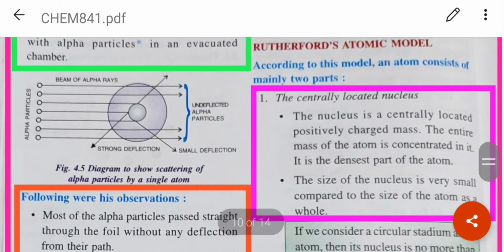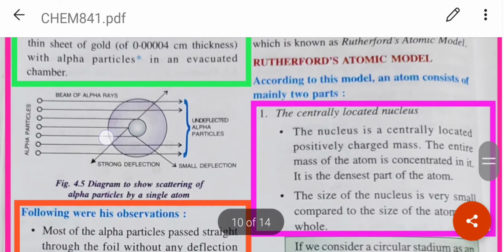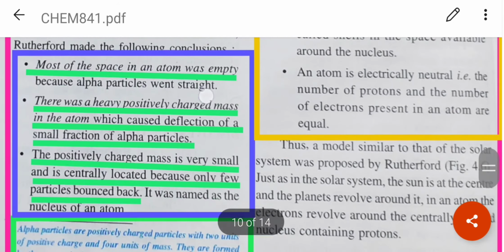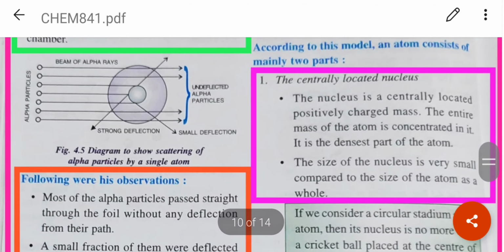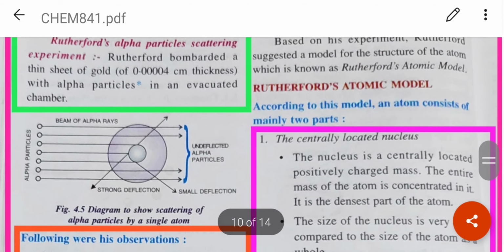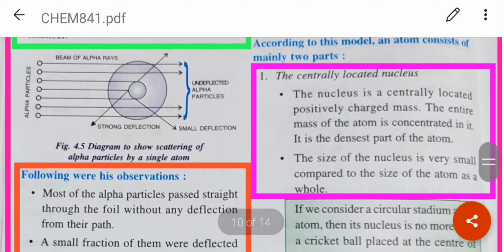You can see in the diagram, no? Only few alpha rays were bounced back. Okay, so this is Rutherford's experiment. Now, based on his model, what did he say?